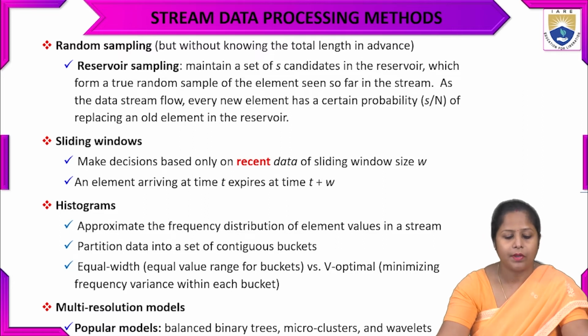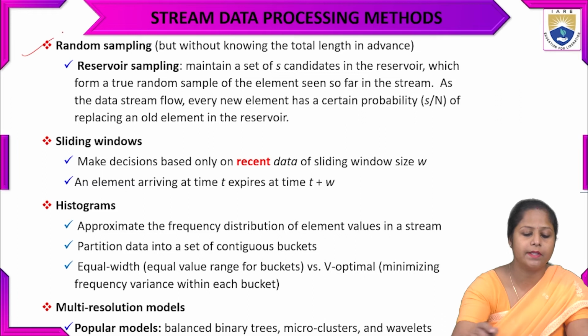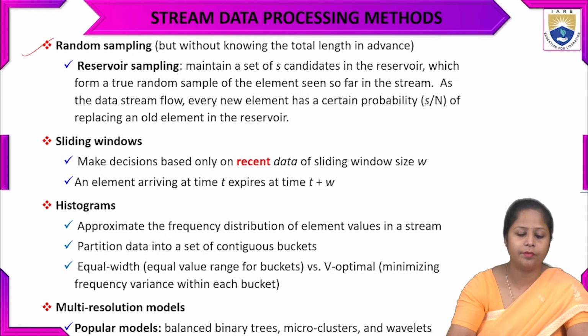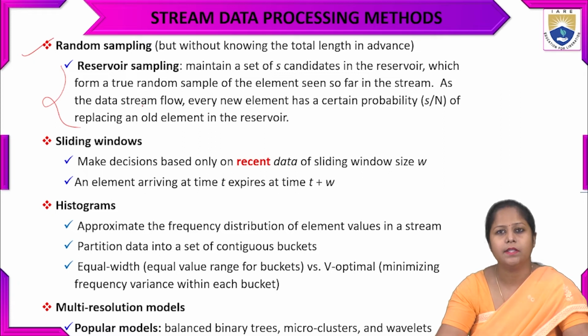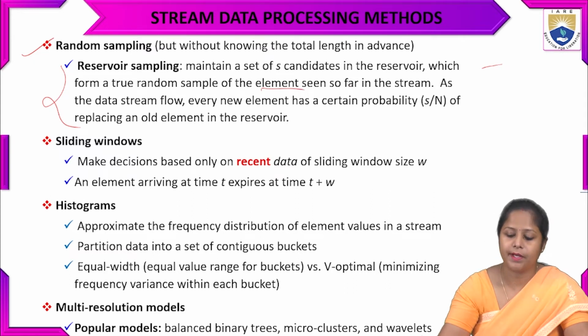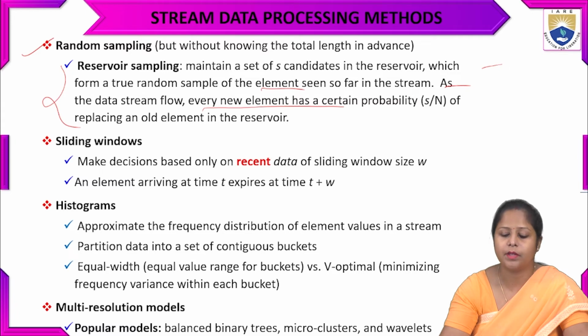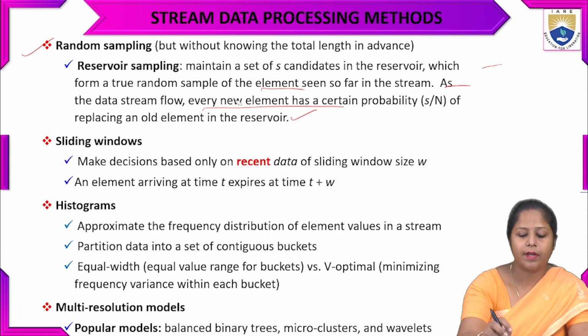Stream data processing methods. Here in detail we will see what methods we are going to use and what the use of each method is. First is random sampling. In random sampling, when we know the total length in advance, we use reservoir sampling. In this we need to maintain a set of S candidates in the reservoir which form a true random sample of the elements seen so far in the stream, right? As the data stream flows, every new element has a certain probability of replacing an old element in the reservoir, while the reservoir holds the set of candidates. So here we replace an old element with a new element. That was reservoir sampling.